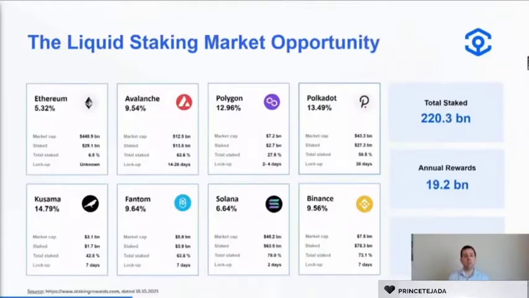So the liquid staking market opportunity is also very appealing. 220 billion in staked tokens as of a few days ago.